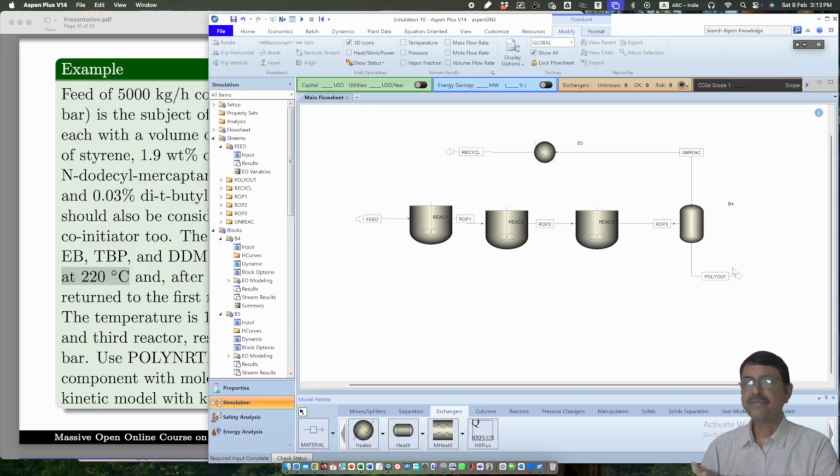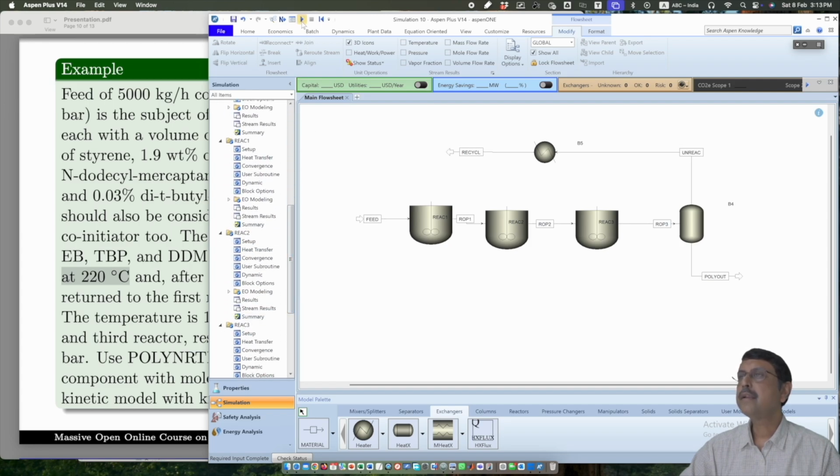So after the first run, we will analyze the result and then we'll check how to connect the recycle stream back to the process. So let us run. Okay, so these are results with warning. Let us check what is the warning.